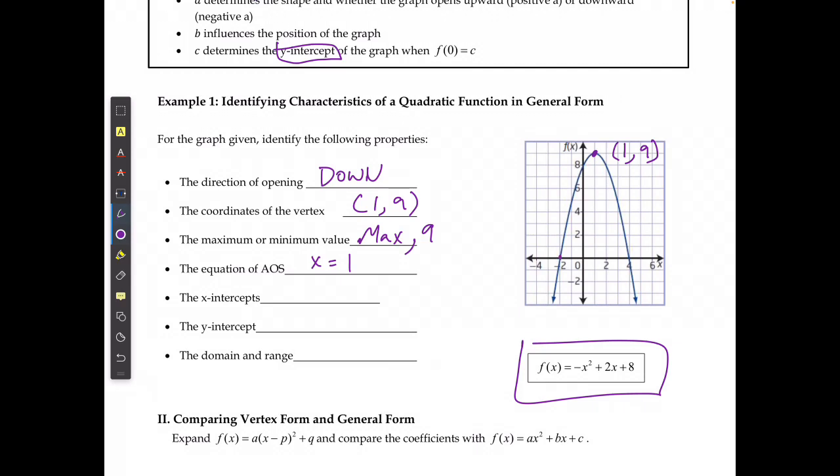The x-intercepts occur at these 2 points at -2 and 4, and the y-intercept, as we've already said, occurs at 8, which matches our c value. The domain and range of this, well, domain is the same for all these quadratics. It's just x, where x is an element of all real numbers, and the range is going to be y, where y is less than or equal to 9, where y is an element of all real numbers.